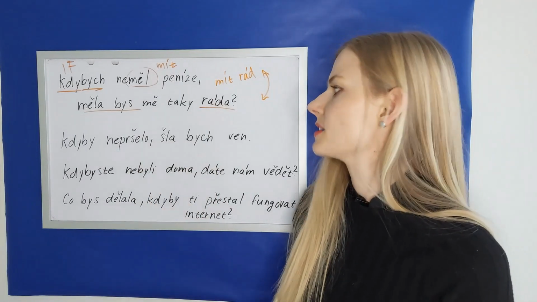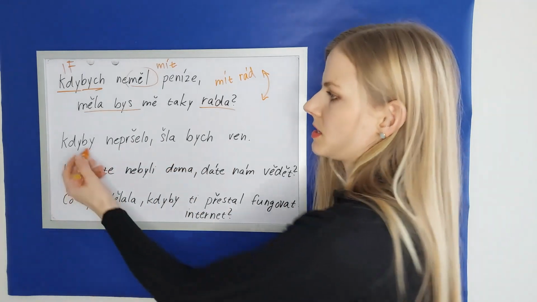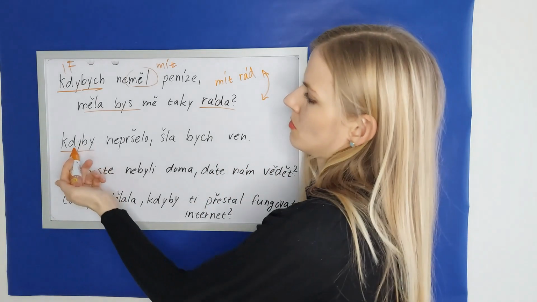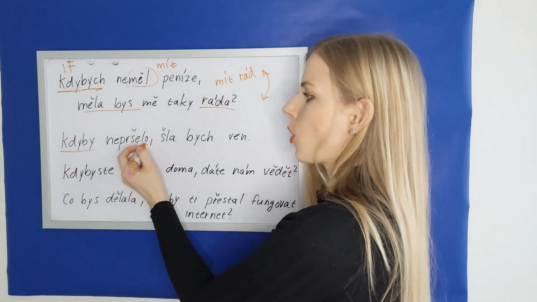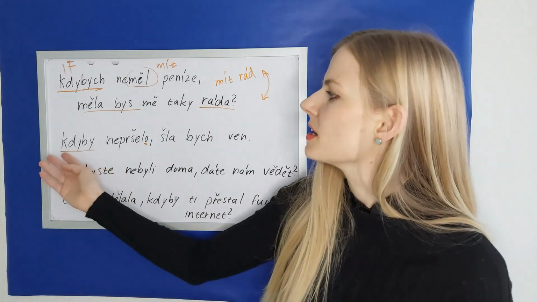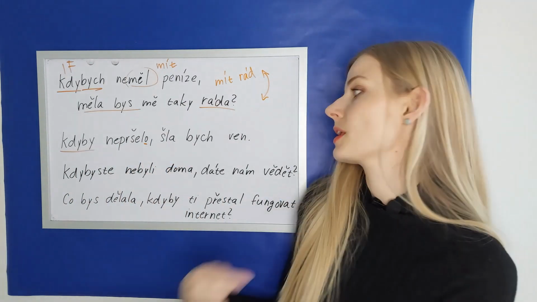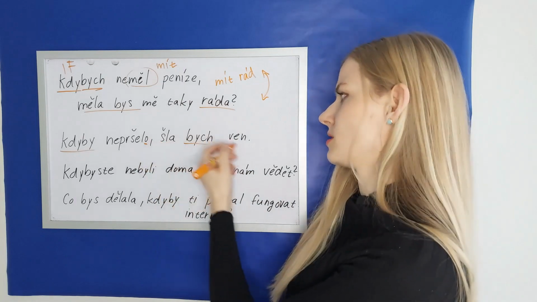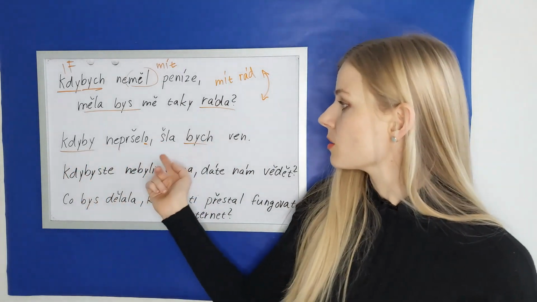So let's see more examples. Kdyby nepršelo, šla bych ven. Kdyby, what person does it refer to? Well, it's the third person, and then we need more information. Nepršelo is it. So we talk about weather. If it didn't rain, kdyby nepršelo, šla bych ven. Bych is já. And it's a woman speaking, so I could say this. Kdyby nepršelo, šla bych ven. If it didn't rain, I would go out.